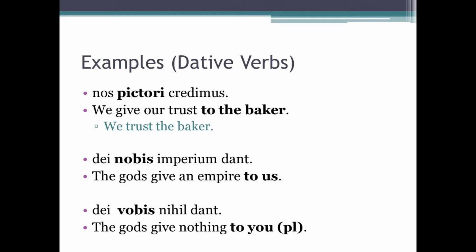Now let's have a look at a few examples of dative verbs. Nos pistori credimus. We give our trust to the baker. Or more naturally, we trust the baker. Dei nobis imperium dant. The gods give an empire to us. Dei vobis nihil dant. The gods give nothing to you.